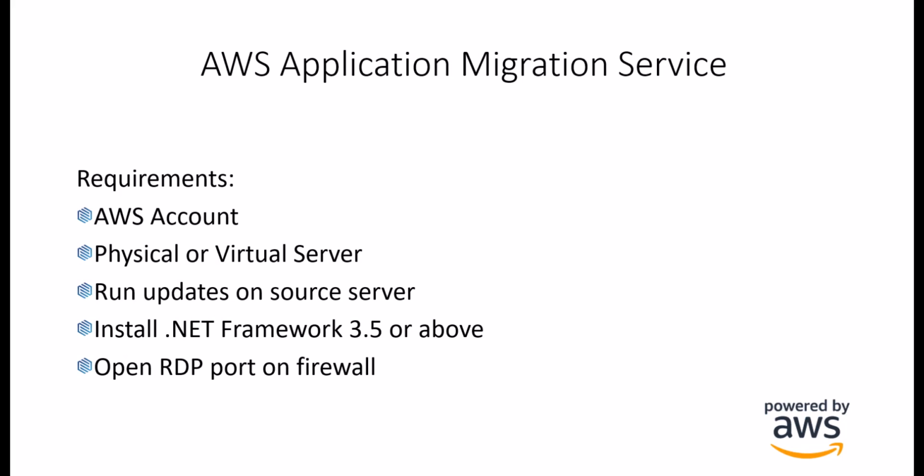Okay, before we get started, let's talk about the requirements to migrate this server up to AWS. Of course, we need an AWS account, we need a physical or virtual server, and we need to run all the updates on the source server. We also need to install .NET Framework 3.5 or above, and then depending on how you access the server, we need to open the RDP port on the firewall on the source server as well.